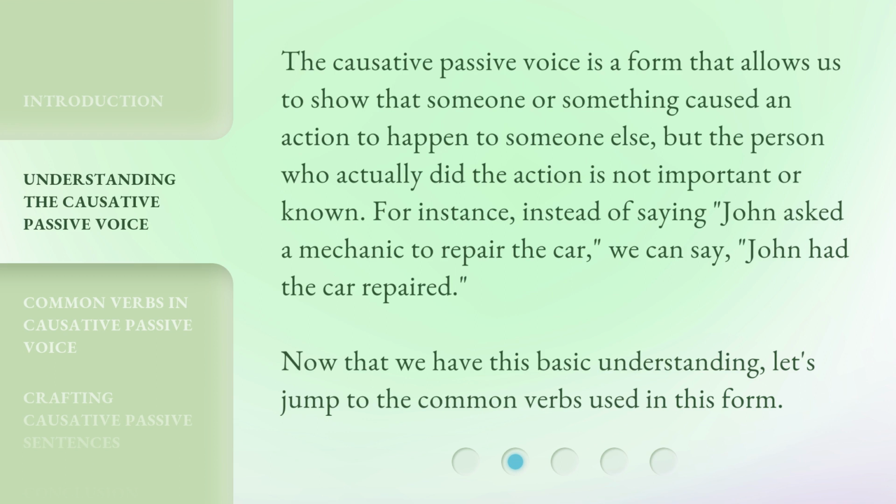The causative passive voice is a form that allows us to show that someone or something caused an action to happen to someone else, but the person who actually did the action is not important or known. For instance, instead of saying, John asked a mechanic to repair the car, we can say, John had the car repaired. Now that we have this basic understanding, let's jump to the common verbs used in this form.